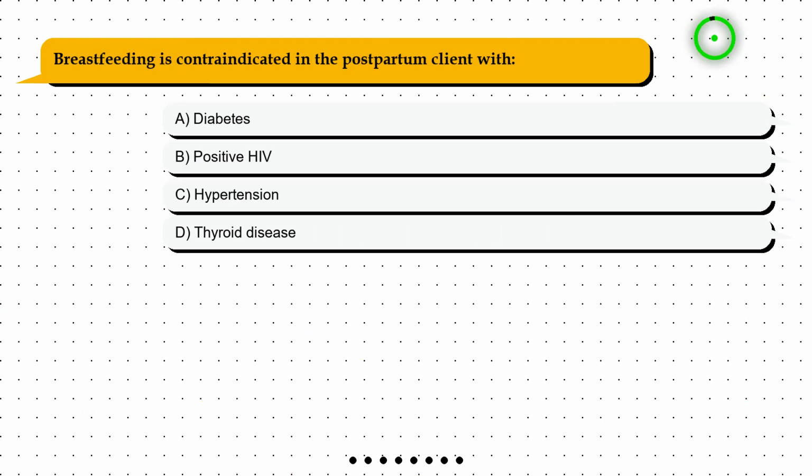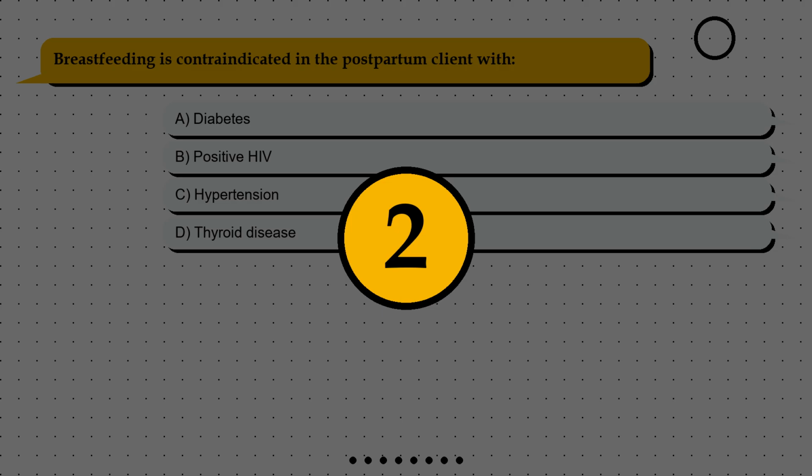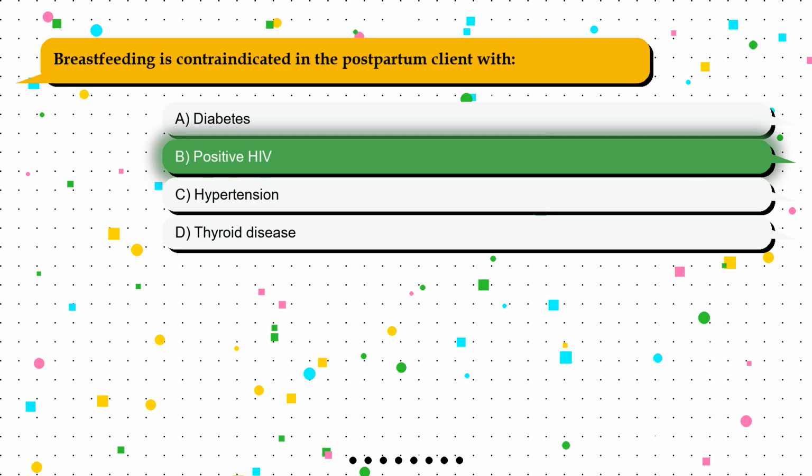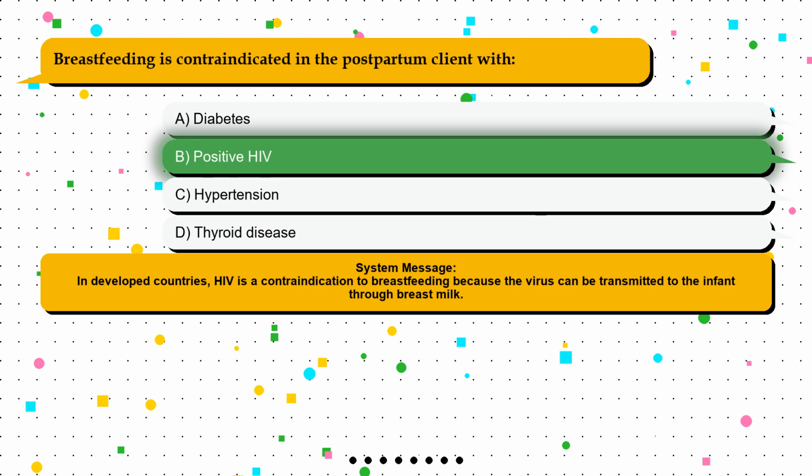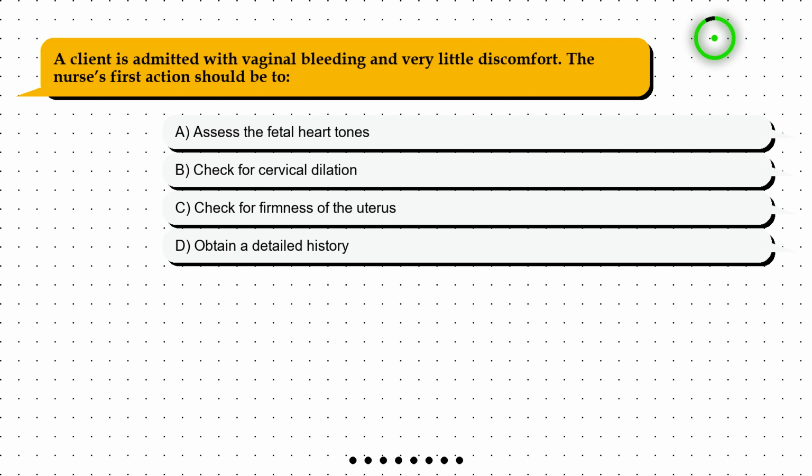Question 4. Breastfeeding is contraindicated in the postpartum client with: Option A, diabetes. Option B, positive HIV. Option C, hypertension. Option D, thyroid disease. The correct answer is option B, positive HIV. In developed countries, HIV is a contraindication to breastfeeding because the virus can be transmitted to the infant through breast milk.